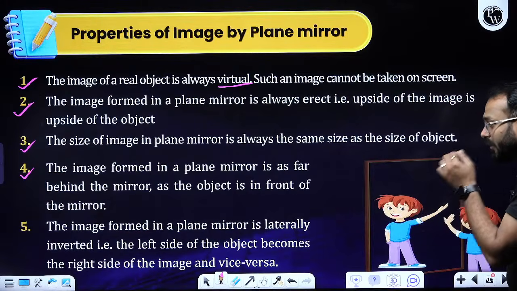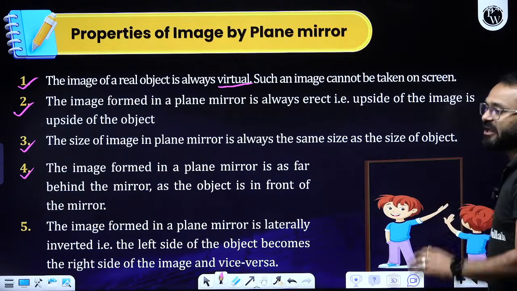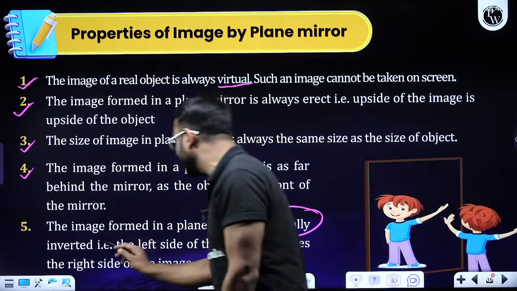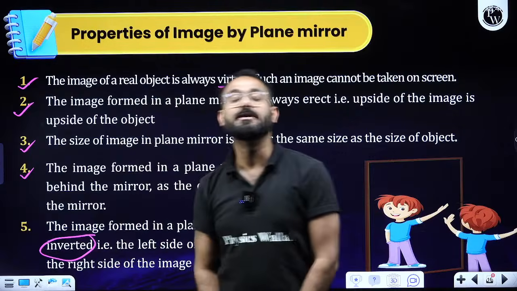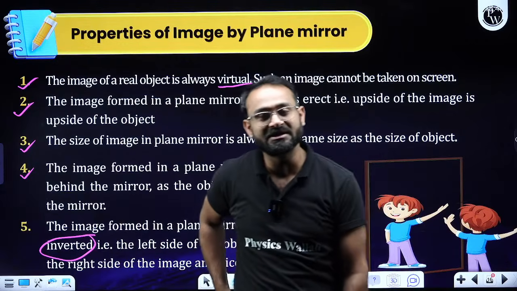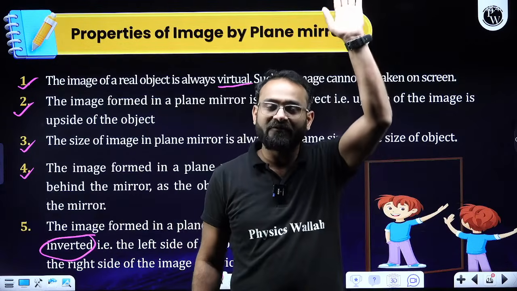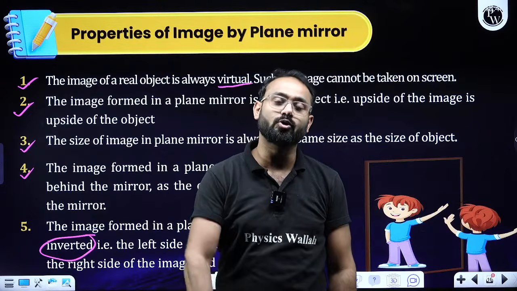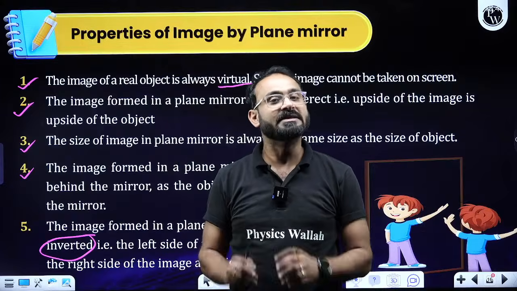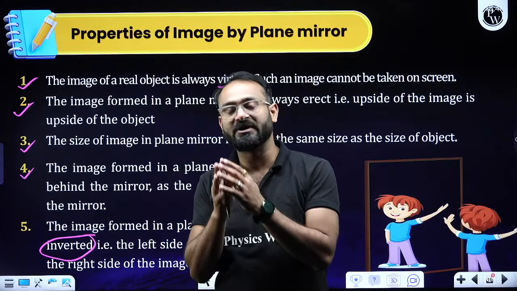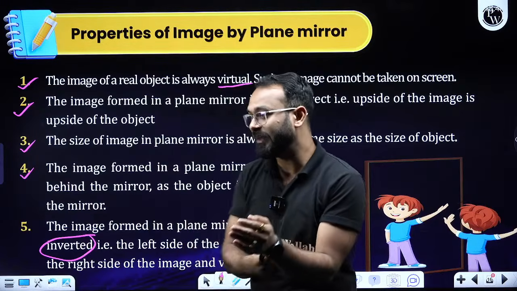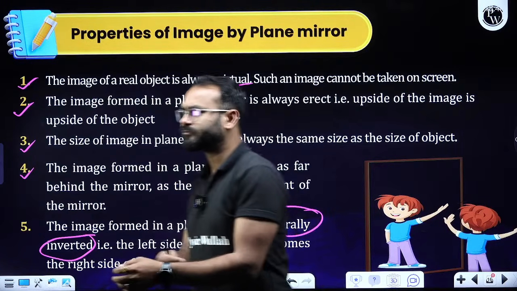The image formed in the plane mirror is laterally inverted. That is one of the points that you need to remember. Lateral inversion means if you take your left hand up, the image will show you a right hand up. That is one of the properties we generally see when an image is formed in front of the plane mirror. Fine.